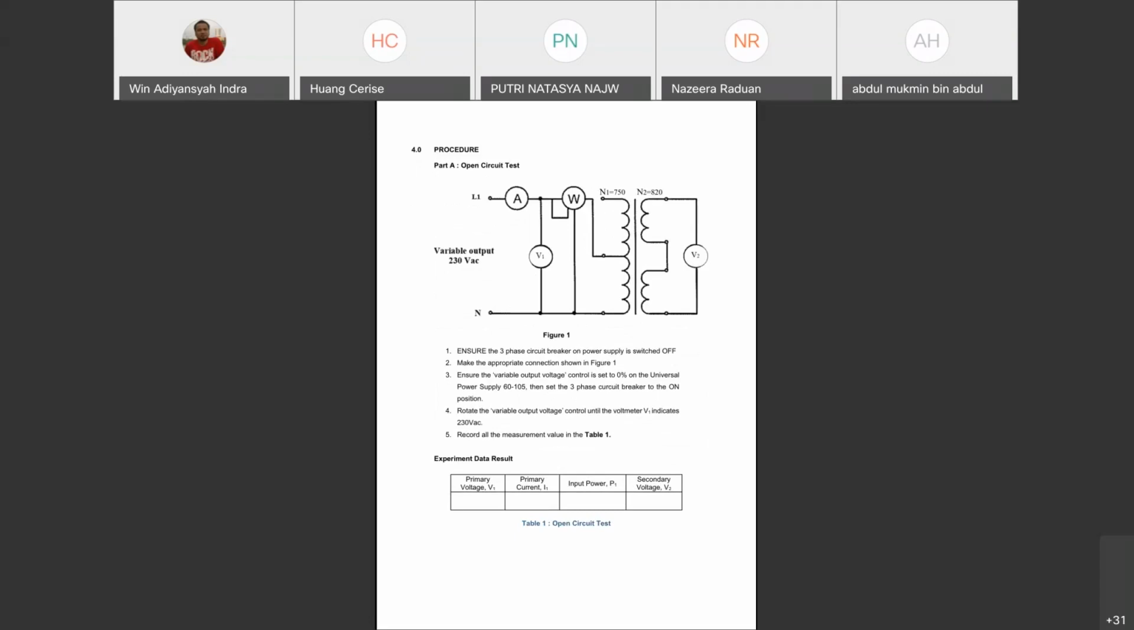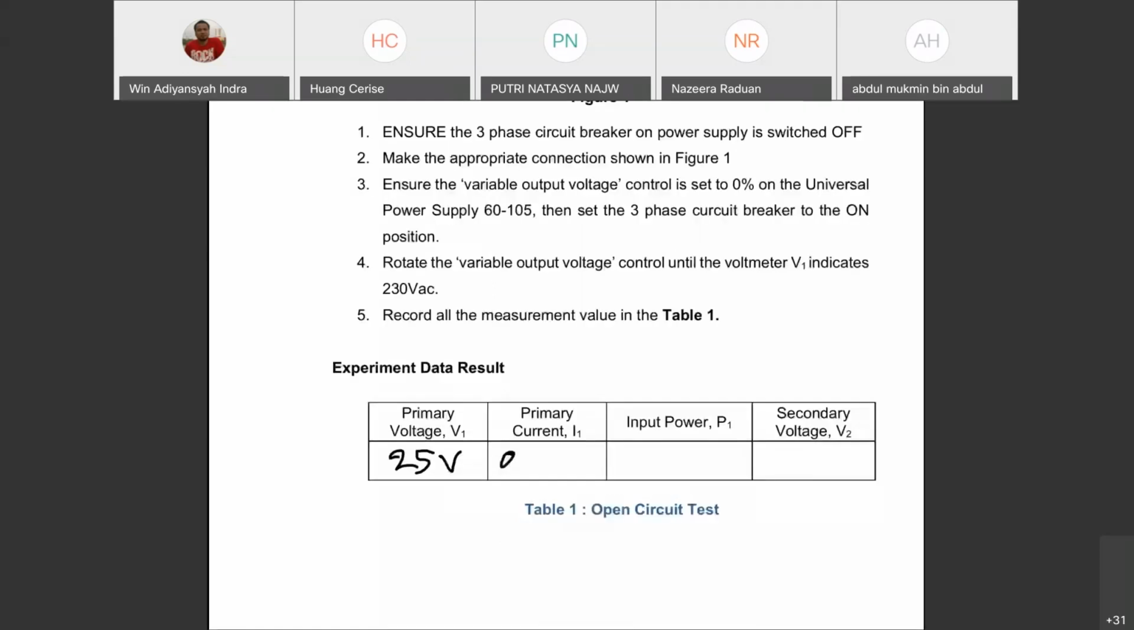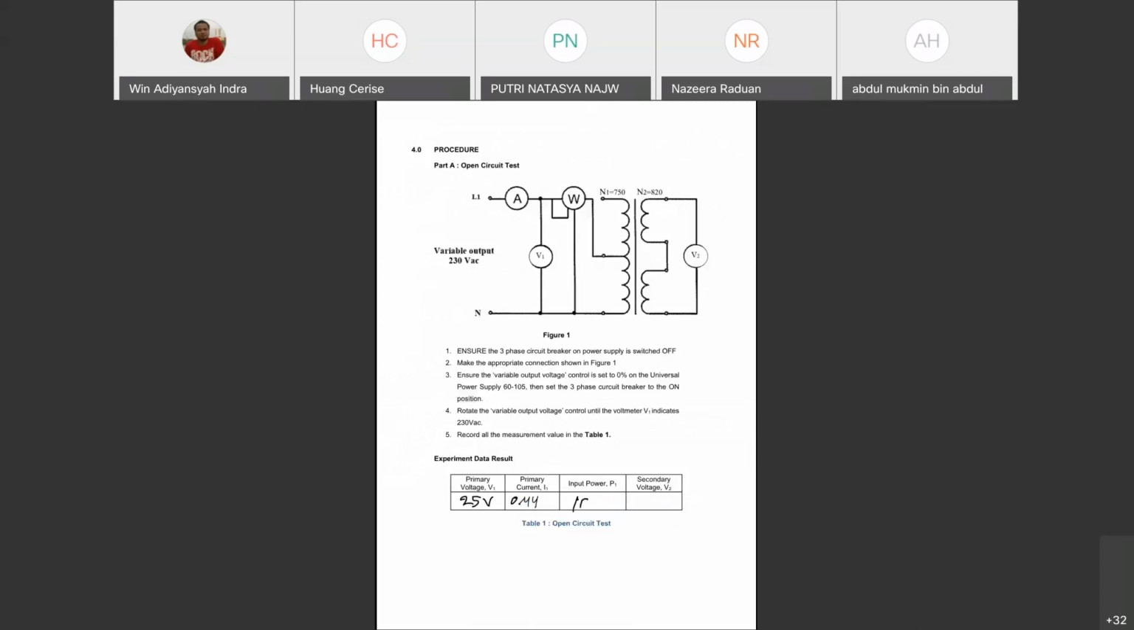So this is the primary voltage. For example, this one is 25 volt. Primary current, for example, you get 0.44. For input power, you get, for example, 10 watt.